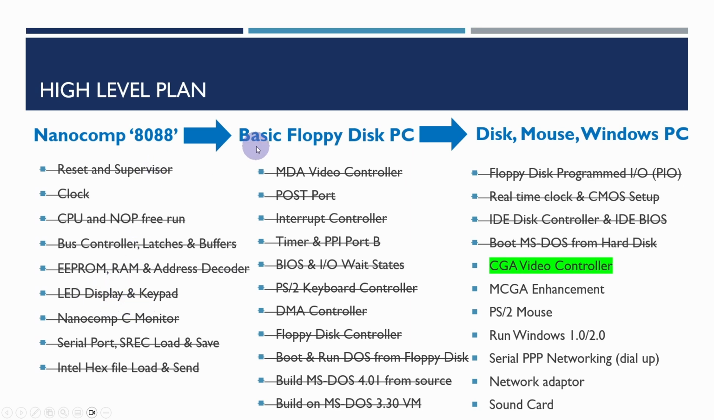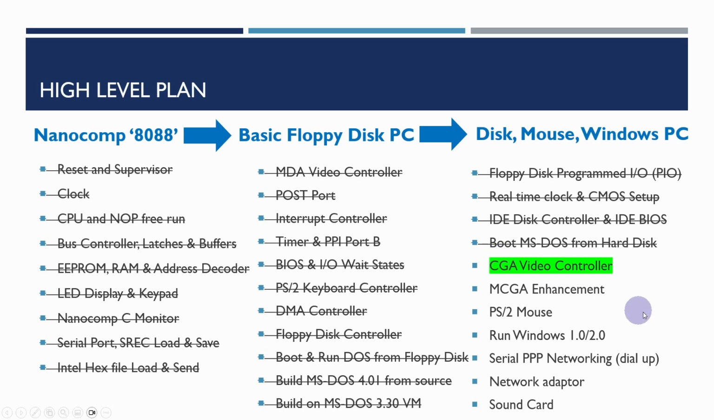Then we built the basic floppy disk PC, so this was able to boot MS-DOS 3.30 off the floppy disk and had a monochrome display adapter video controller. This final stage of the project is trying to get this to run an early version of Microsoft Windows. We've already built out the IDE disk controller and booting MS-DOS from the hard disk, and in this series of videos we're getting the Colour Graphics adapter video controller up and running.